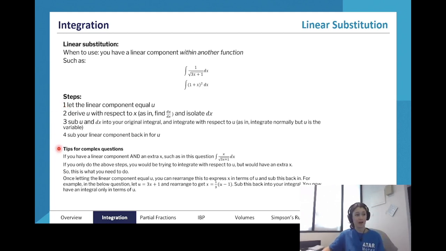Down here, I have some tips for complex questions. These are more so for the higher achievers or the people who are looking for some extension work. These are just some of the notes that I had for linear substitution when I was in year 12, so, I guess, directly from the horse's mouth. I will go over these in a second. We're going to do the example first, and then I'll explain these tips in detail, just so that you get a deeper understanding of what we're actually doing, and then we'll go over the tips.